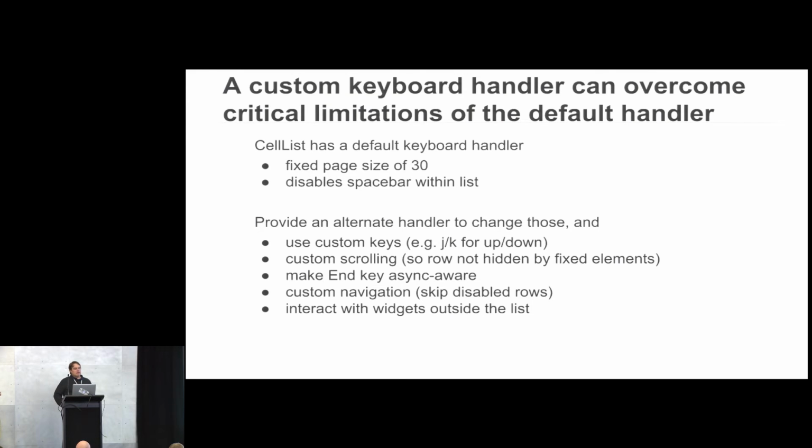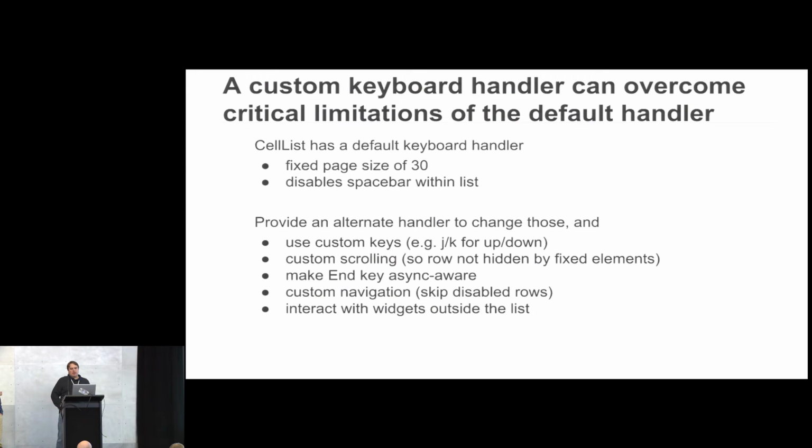One of the things is when it's going to jump a page, if you let it increase the range, it's going to do it by a fixed size of 30, and you can't change that. It's private, it's final. They also disable the space bar, to keep it from doing the browser scroll, which in some cases could mess up if the window is scrolling when you want to be in the list. But you can override that and provide an alternate handler.